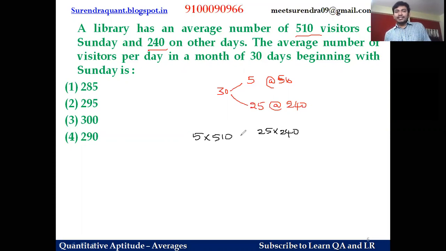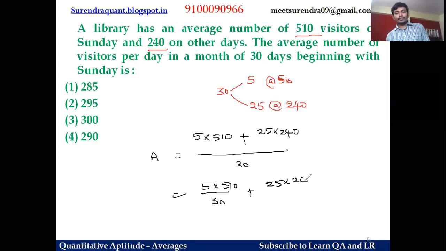So total visitors divided by the number of days will be the average number of visitors per day, right? So this is the average number of visitors per day. Now friends, don't multiply the numerator part. Just split the term and try to work it out. So how do you split this term? This is 5 into 510 by 30 plus 25 into 240 by 30.